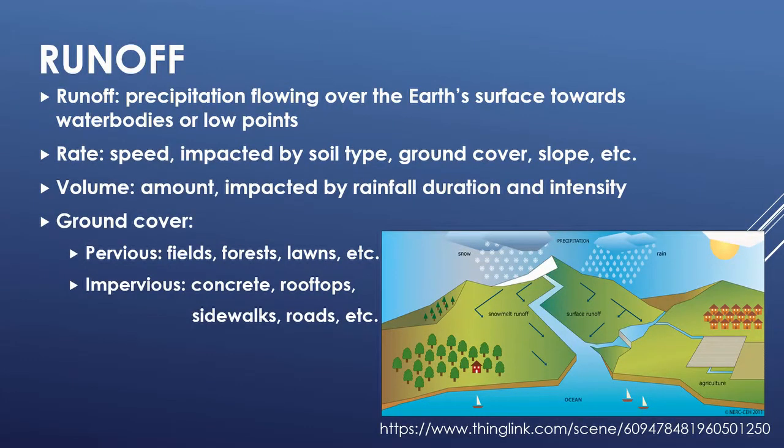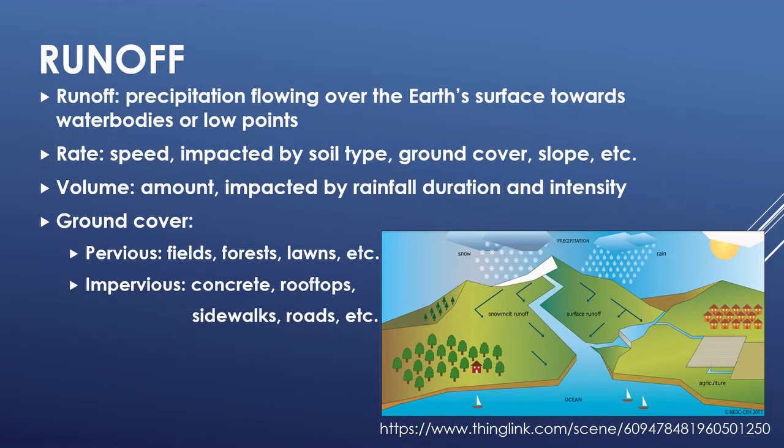Another part of the water cycle is runoff. Runoff is precipitation that does not infiltrate but flows over the Earth's surface towards water bodies or low points in the land surface. Runoff is often discussed in terms of its rate and volume. Rate is the speed at which water is moving, where volume is the amount of water. Rate and volume are impacted by soil type, ground cover, slope, rainfall duration, and intensity. Runoff can potentially be a source of pollution when certain factors are in place.